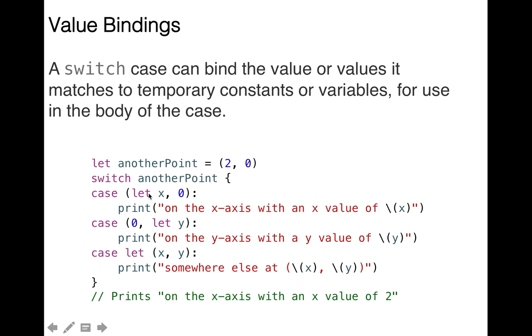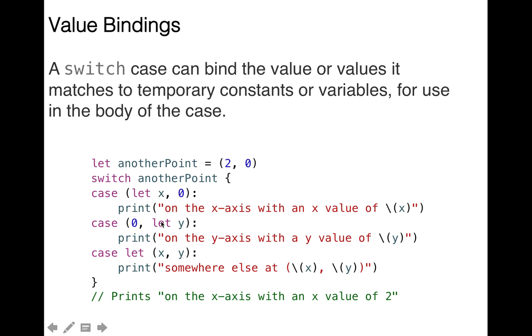Previously, an underscore could be used here. However, if we put the letter x here, the 2 will be assigned to x. Then you can use the x here. That means 2 is temporarily assigned to x in this case. So in the case where the second one is 0, I don't care whether the first one is big or small. It can be anything. Then we print out this one.